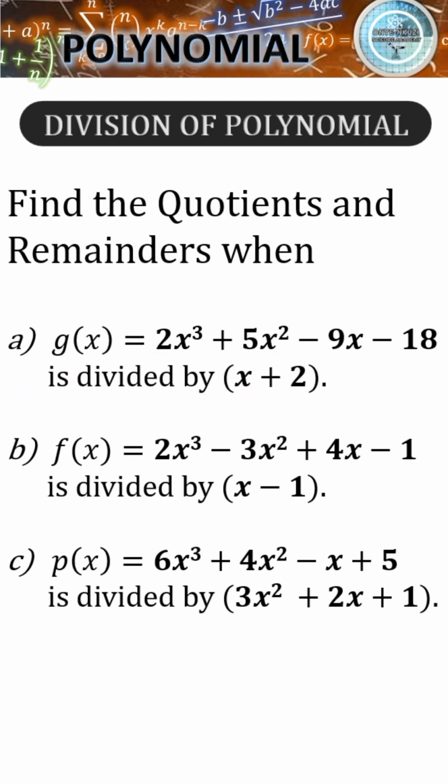Find the quotient and remainders when g of s is divided by s plus 2. B. f of s is divided by s minus 1. C. p of s is divided by 3s squared plus 2s plus 1. Solution.